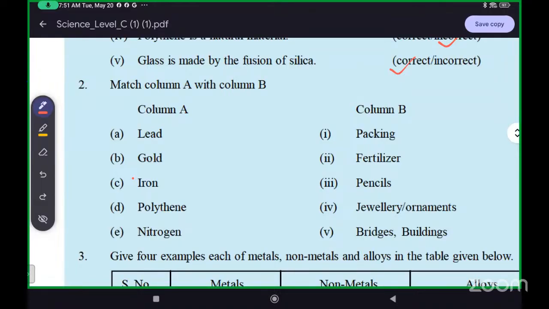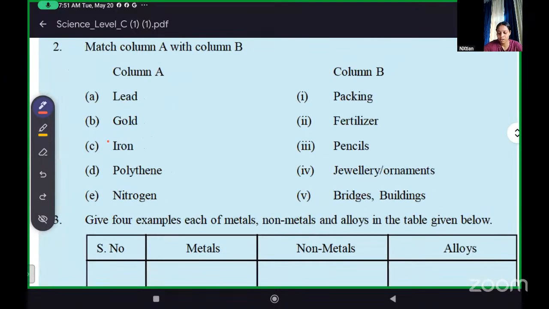Okay. So Anna and Emma, please try out matching column A with column B, and then we will discuss it. There are different types of metals and non-metals, and different types of materials mentioned here. You have to match each material with the type of object that is being made. Ma'am, I'm done.